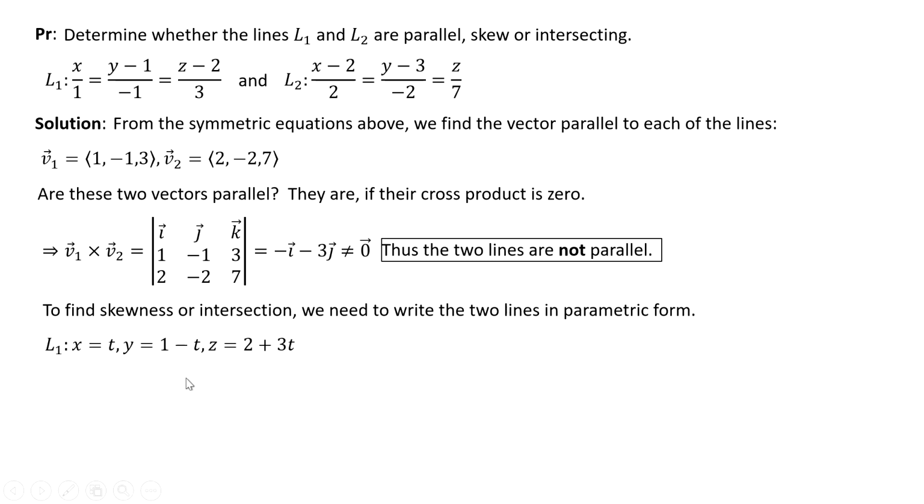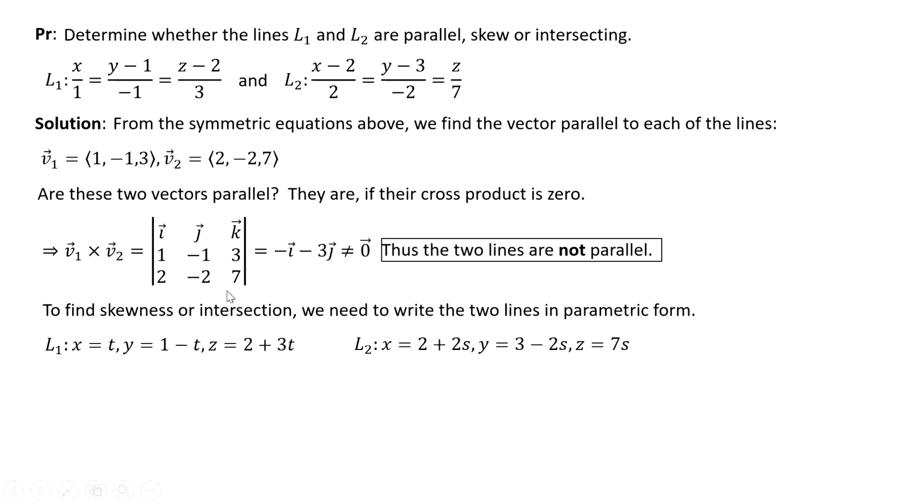So if we were to do that, use parameter t for the L1, then this simply becomes x equals t and y minus 1 equals negative t, y minus 1 over negative 1. Each of these is equal to t, right? So if you know that, then from that you can figure out this parametric equation. Z minus 2 equals 3t or z equals 2 plus 3t. And for L2, let's use a parameter s. So we get x equals 2 plus 2s, y equals 3 minus 2s, and so on. Cool? Okay, now what?